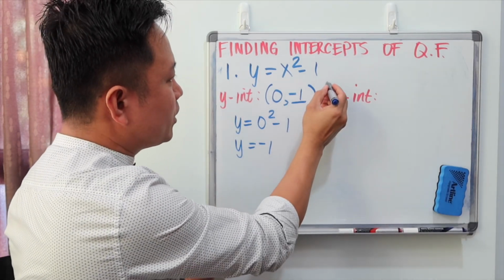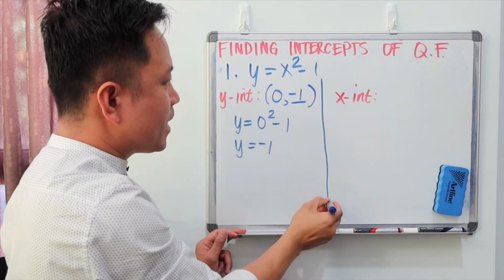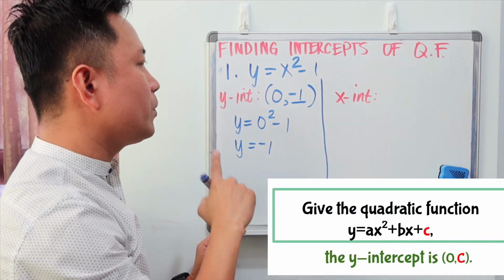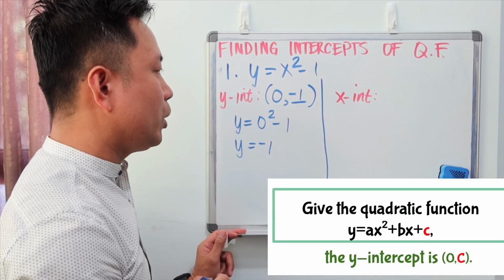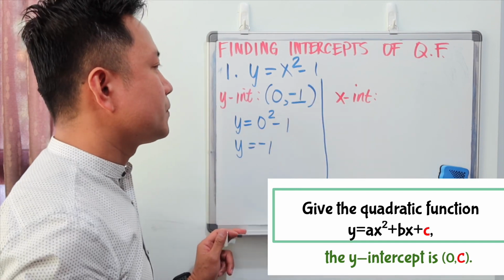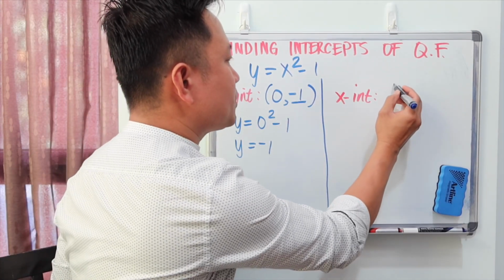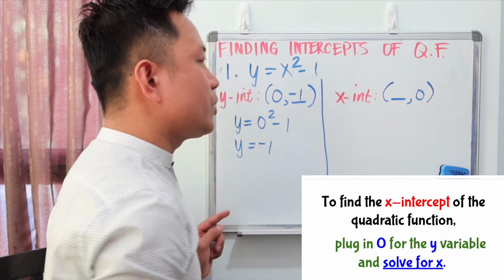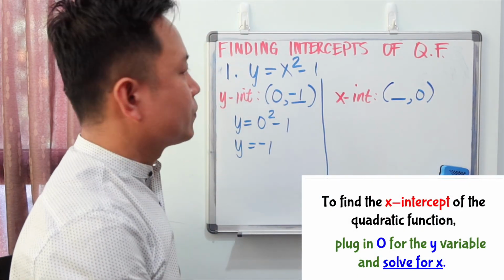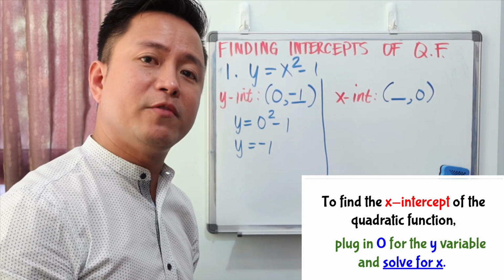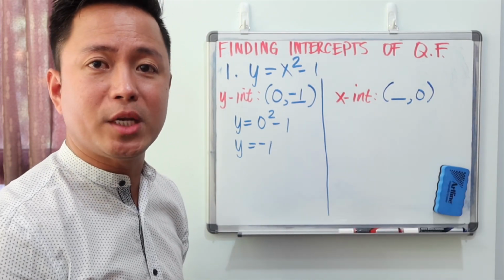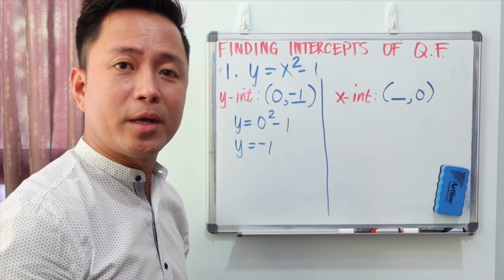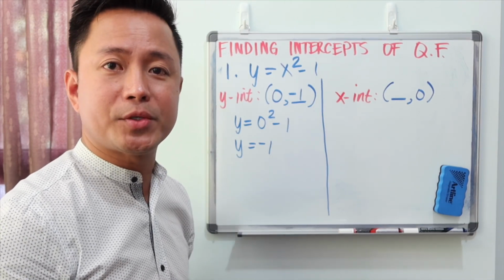And one strategy that you can also use here is that the y-intercept is always 0, your c value for the quadratic function. To find the x-intercept, we need to plug in 0 to the y and solve for the x value. And we also learned in our previous video tutorial that a quadratic function can either have two x-intercepts, one x-intercept, or no x-intercept.